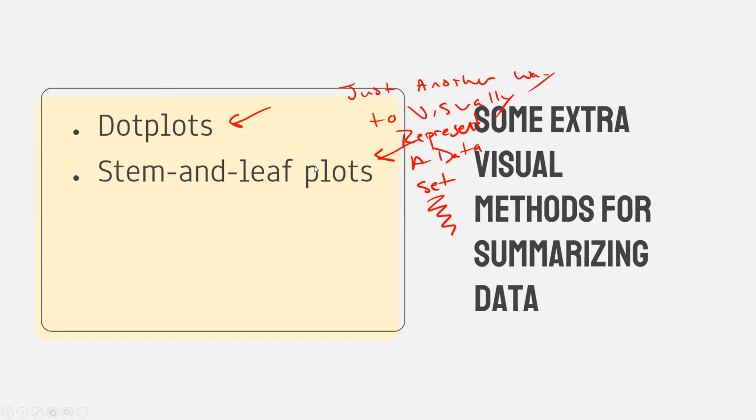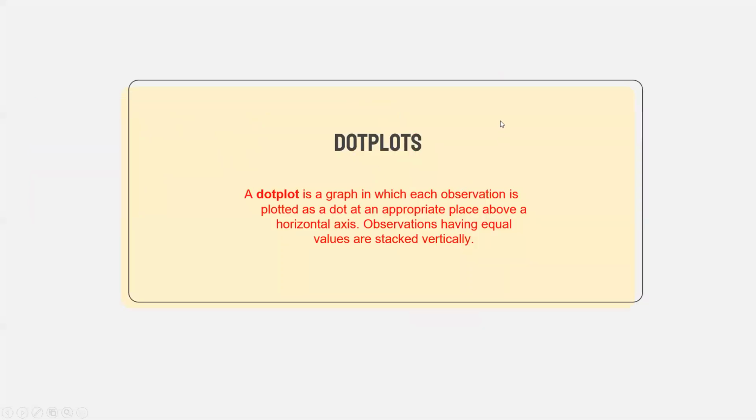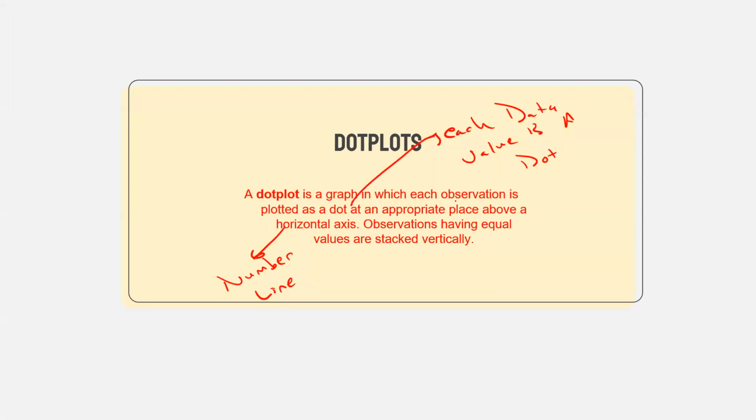All right, so we'll start with the dot plot. A dot plot is a graph in which each observation is plotted as a dot, obviously. So each data value is a dot at an appropriate place above a horizontal axis, and this horizontal axis is just a number line. Observations having equal value are just stacked on top of each other. So equal values, dots on top of each other.